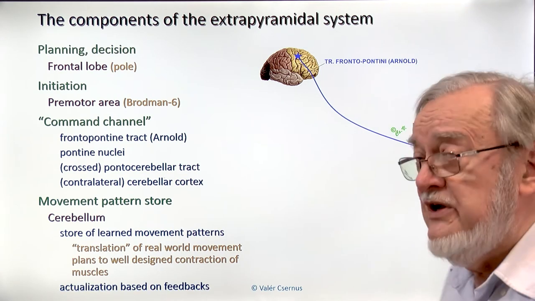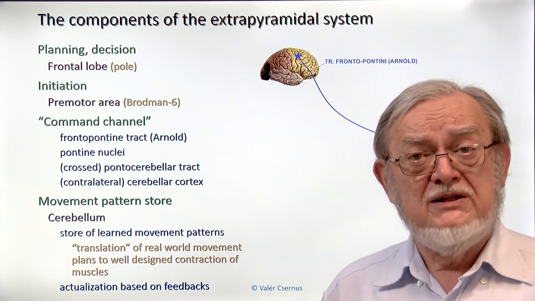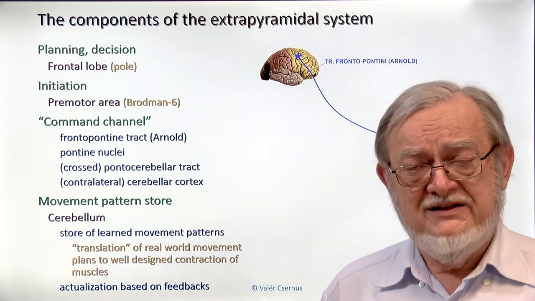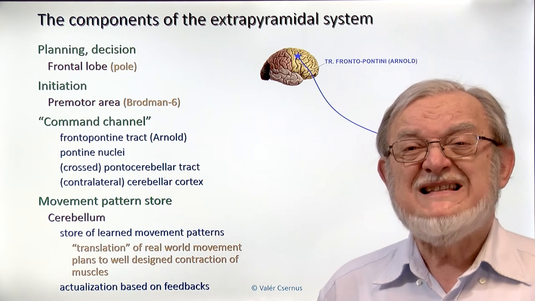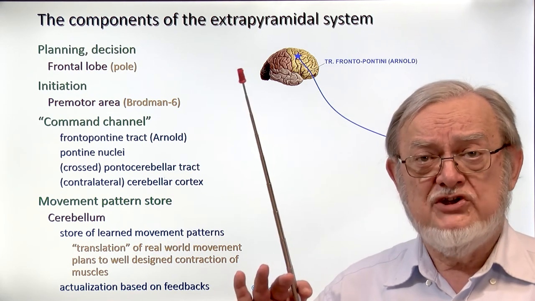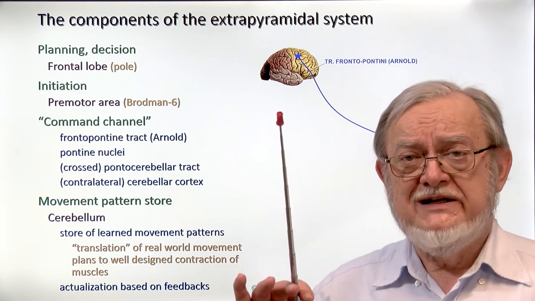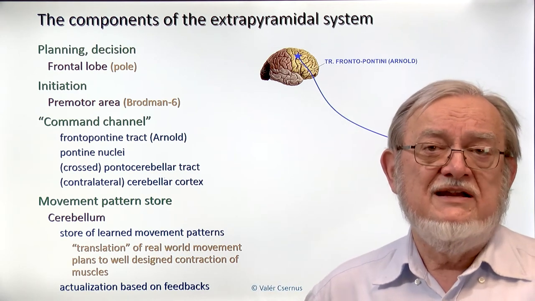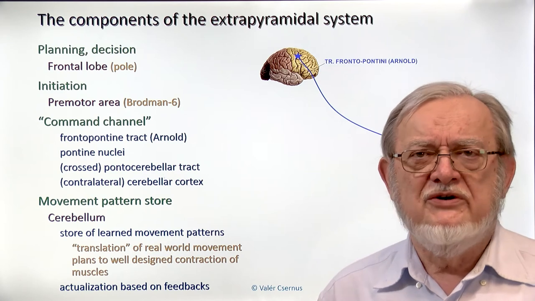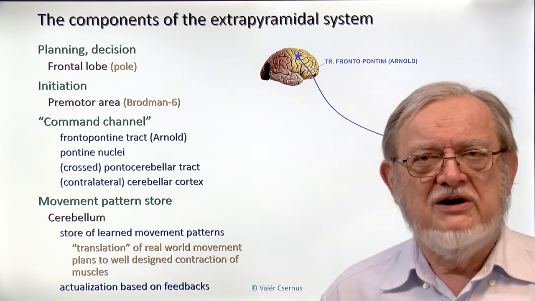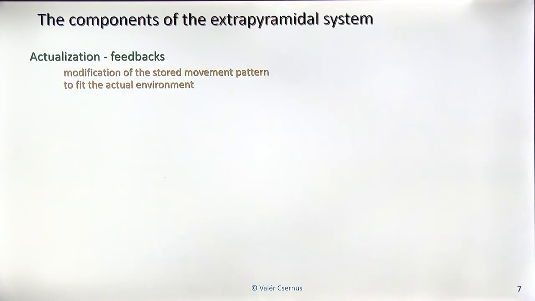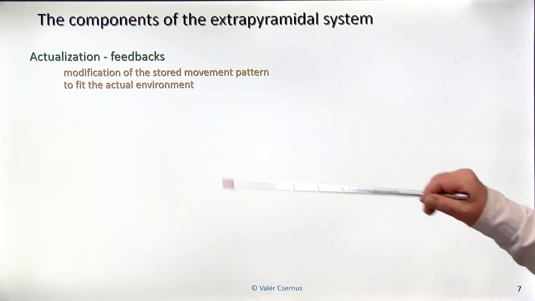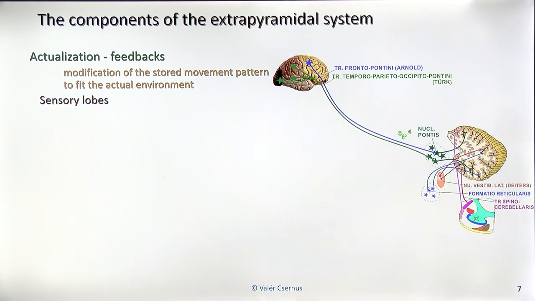However, as I mentioned, we do not do the same movement twice identically. Consequently, we have to slightly modify it. The basic pattern doesn't change. Whatever is stored is not altered. However, we have to modify it, for instance when carrying a burden, stronger, when we have a big coat on, or the wind wants to push us out, and so on. So we have to compensate for all of this. How do these feedbacks come? This is a kind of modification of the stored movement pattern to fit the actual environment.